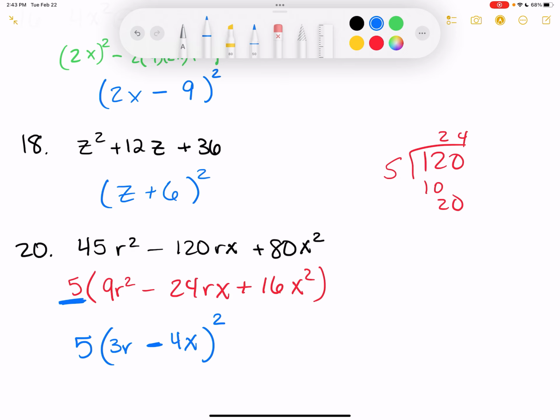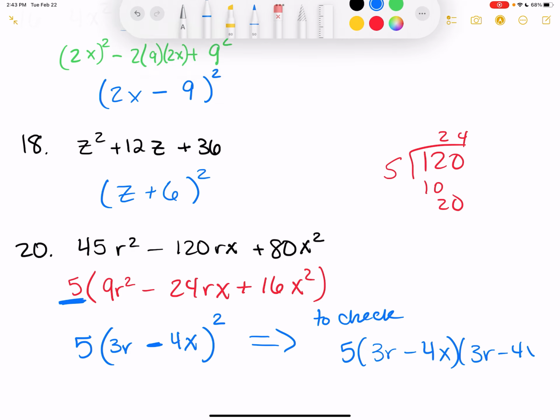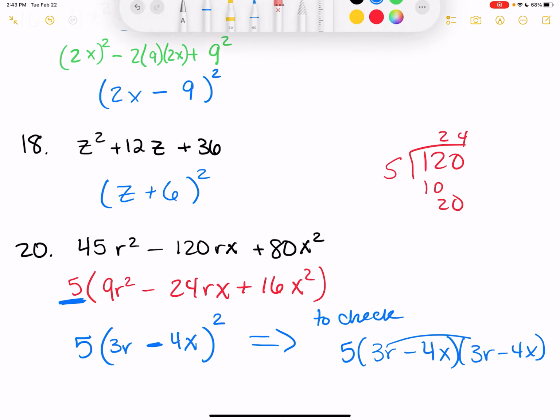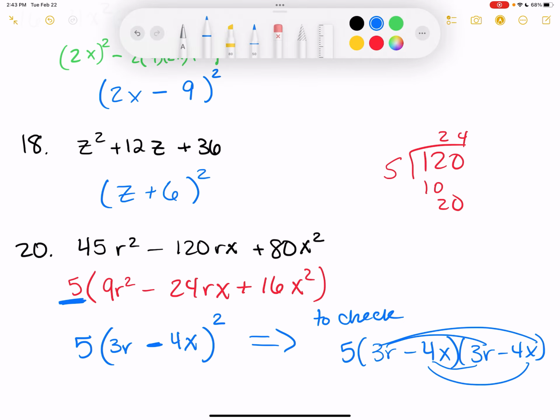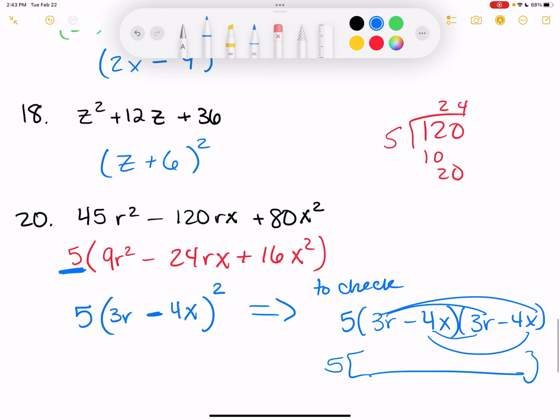Okay, and just like we've been able to FOIL everything else, to check, you could rewrite this as 5 times (3r minus 4x) times (3r minus 4x). You could FOIL this, and then when you get that answer, you can multiply it all by 5, and you can check it that way. So just like everything else, there is a way to check this one.